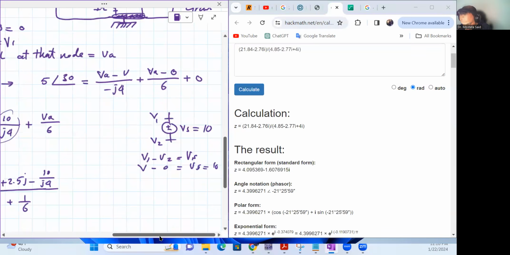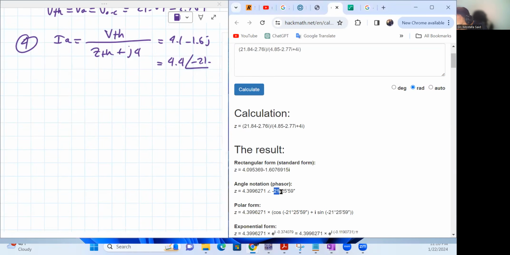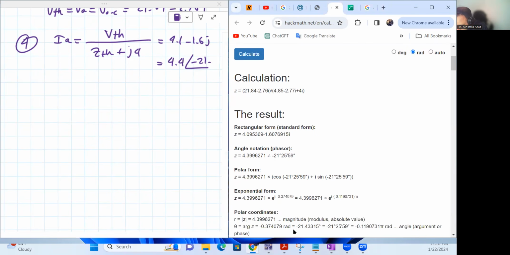So let's write this down. IA here equals 4.1 minus 1.6j, which is basically 4.4 angle minus 21. Again, it gives you the angle as degrees, minutes, and seconds. We don't like that. If you go down a little bit, you'll find the decimal form that we use for the angle, 21.43.